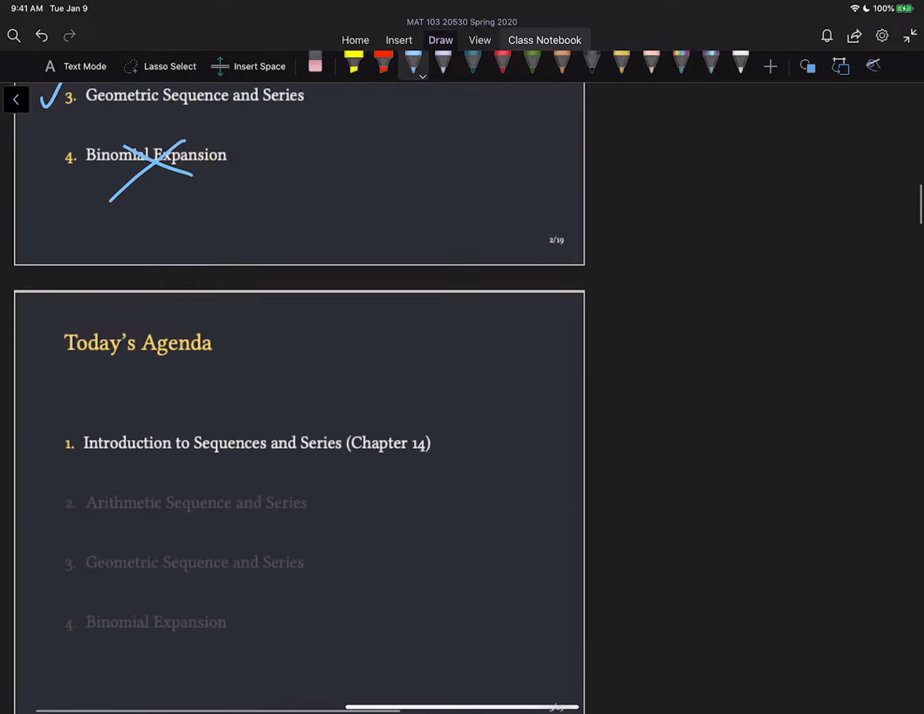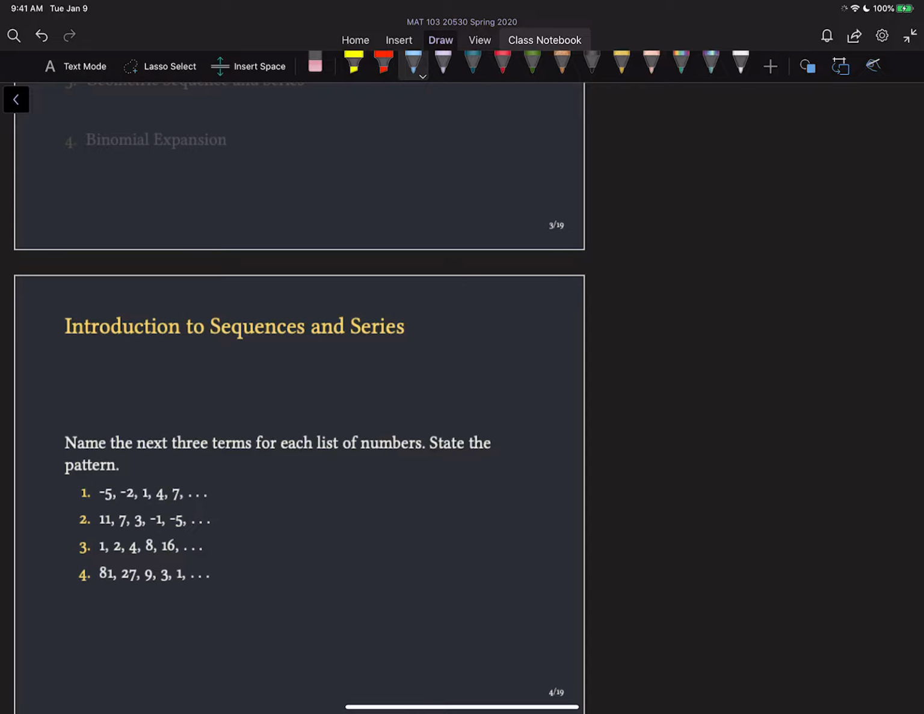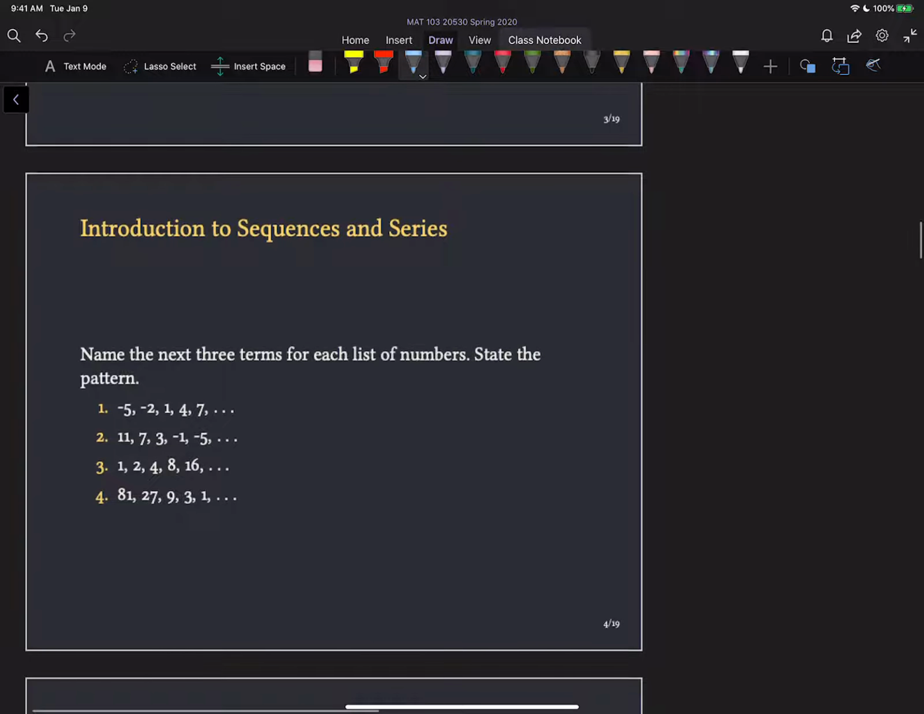Let's start today's topic. First is introduction to sequences and series. You oftentimes see these kind of problems in like a puzzle problem. For example, name the next three terms for each list of numbers and also state the pattern. So I gave you 2 minutes. Pause this video, try to figure out the next three terms for each problem, and then also state what the pattern is to allow you to find the next three terms.